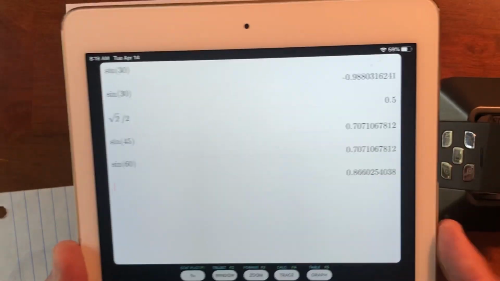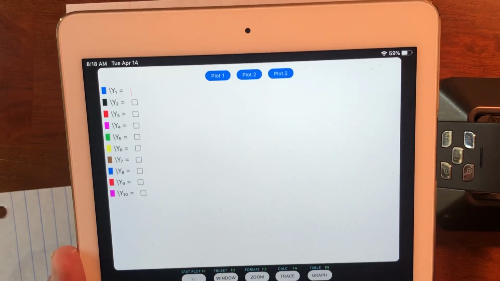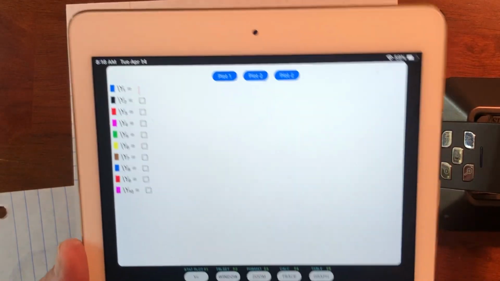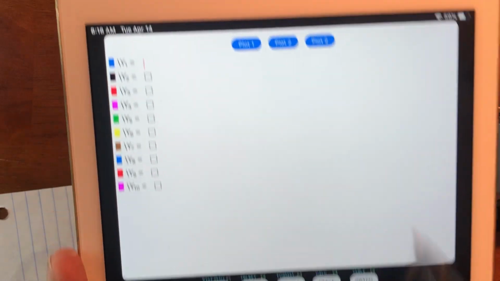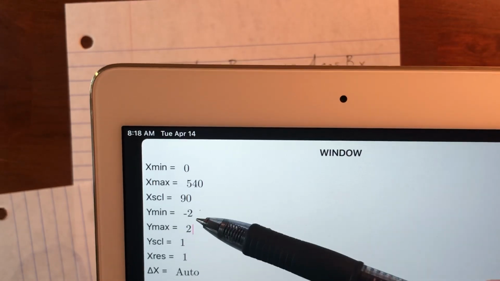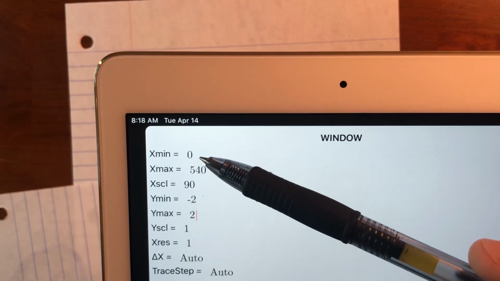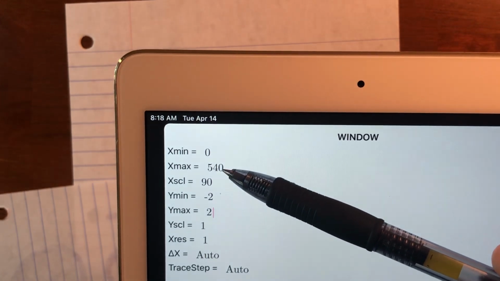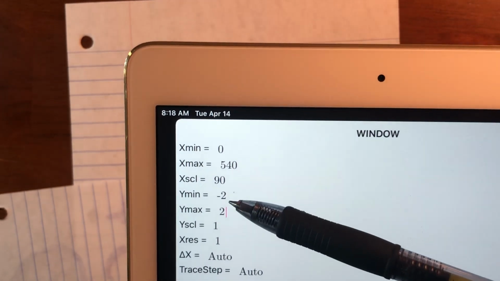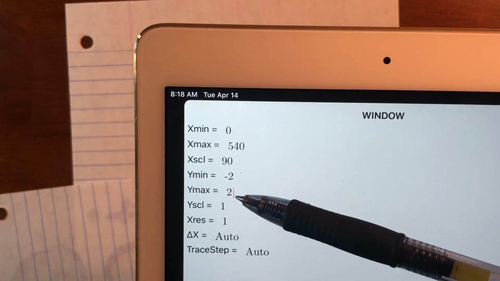So on your graphing calculator, hit the y equals button. We've graphed things on this before. Before you do that, hit the window button, which is right here. And we're going to change the window to this. Yours probably says something like from -10 to 10 and from -10 to 10. We're going to go from 0 to 540 degrees. We're going to have it put a mark every 90 degrees. Let's put the y minimum at -2 and the y maximum at 2.